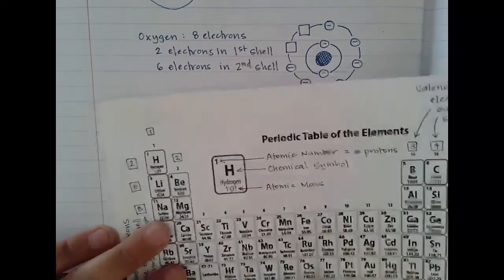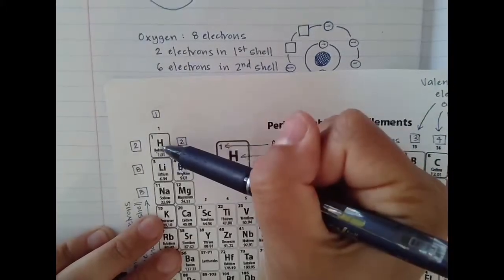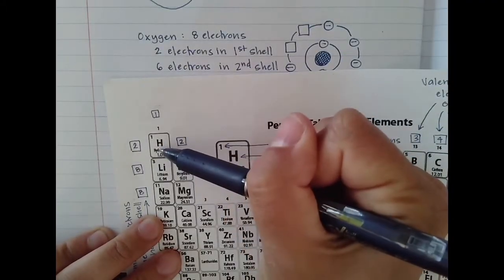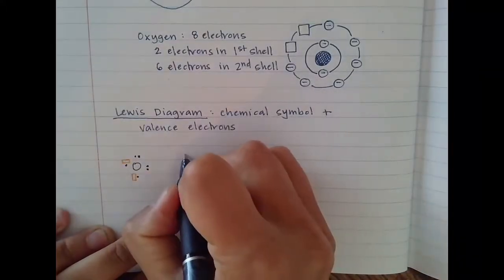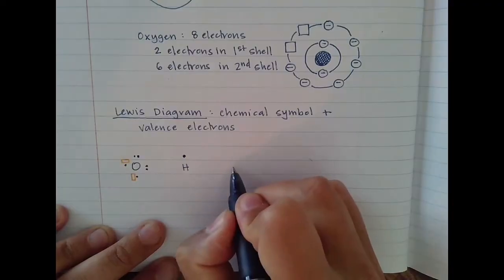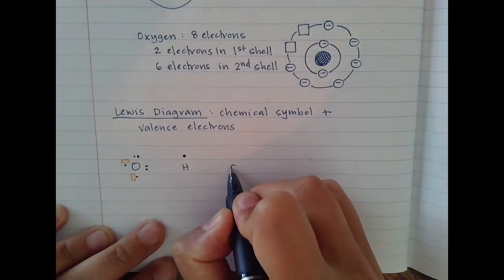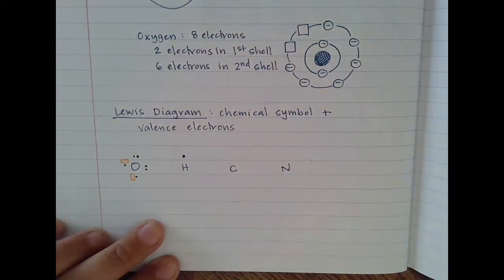Let's look at hydrogen. Hydrogen has 1 valence electron. That valence electron is in a shell that can hold a total of 2 electrons. So for hydrogen, I only have 1 valence electron. I want you to try this for carbon and nitrogen. So carbon, C, and nitrogen, N. Go ahead and pause, take a minute, draw the Lewis diagrams for these.